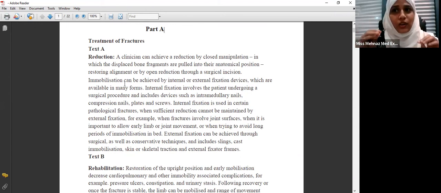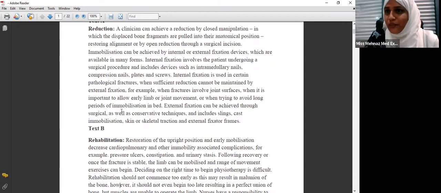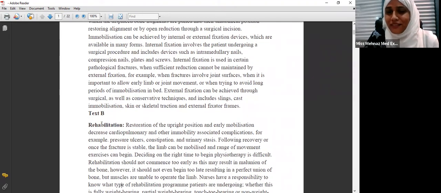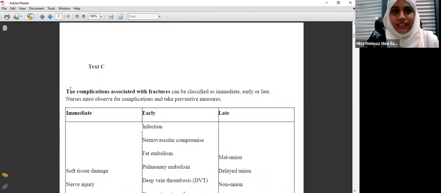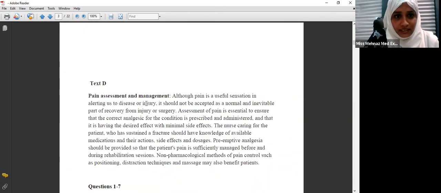OET is just looking into your language aspect, specifically your English. How good is your English? Are you able to understand it? Not your medical knowledge. And the second one will be rehab. For most of us it's a common layman term, we use it: rehab. So what is rehabilitation? You know it, support, and you can see it. So rehabilitation. And text C is the complications associated with fractures. So what are the complications here? And text D is pain assessment and management.